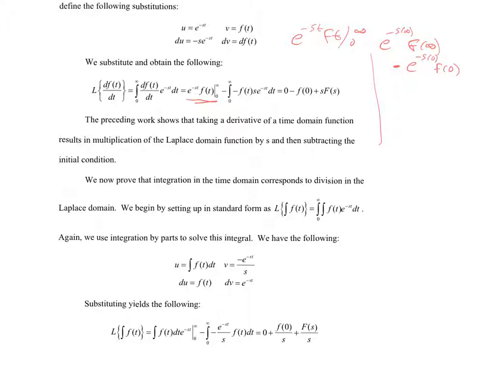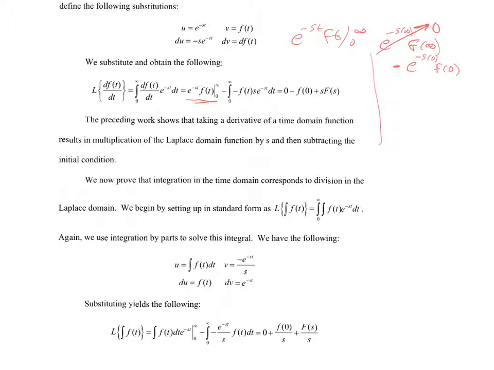So e to the minus s times infinity, what does that equal? What is anything raised to the infinity power equal to, regardless if it's multiplied by s or k or t? E to the infinity is always positive infinity, right? If I take 1 over that, I'm going to get 0. So 0 times f at infinity is always going to be 0. So that term cancels out.